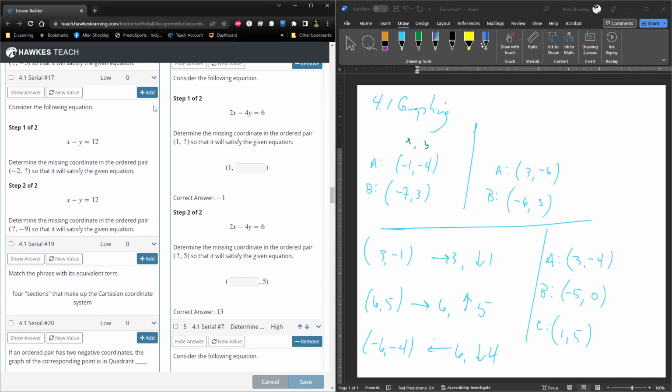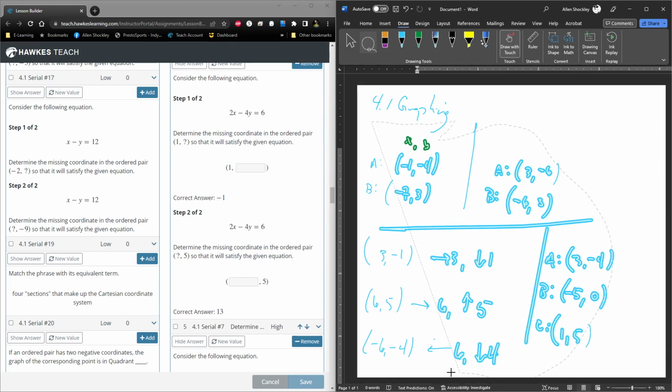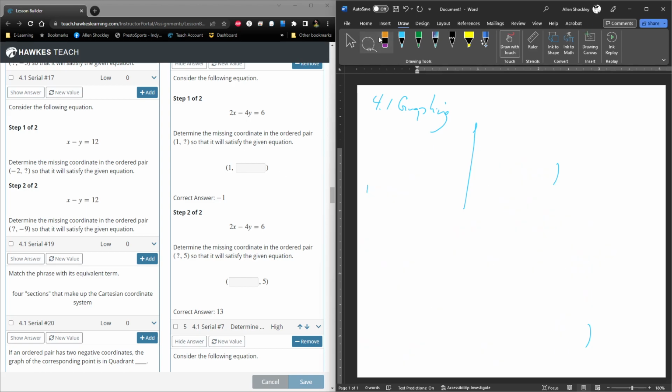And now we're looking at this. So let's get rid of all of this. That was close. Got most of it. Okay. For this one, we're going to start off with, determine the missing coordinate of the ordered pair 1, something, so that it will satisfy the given equation. The given equation is up here: 2x minus 4y equals 6. And they want us to figure out what the y coordinate is with 1, something.